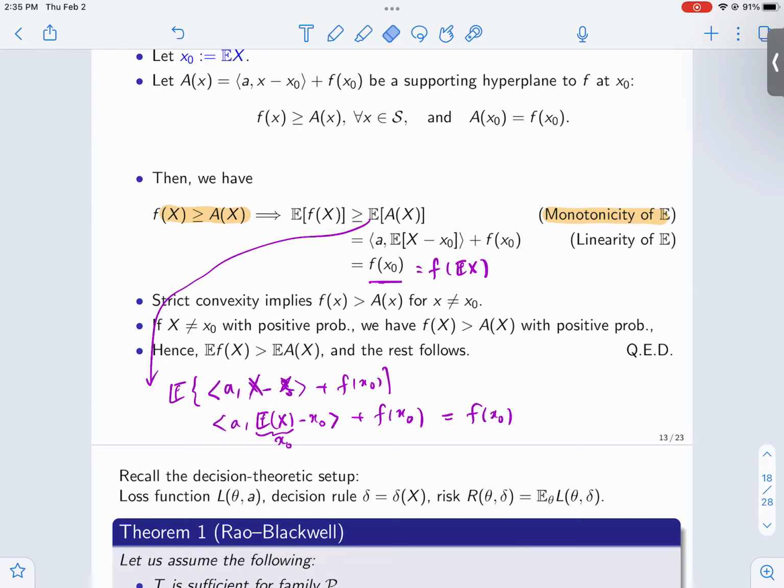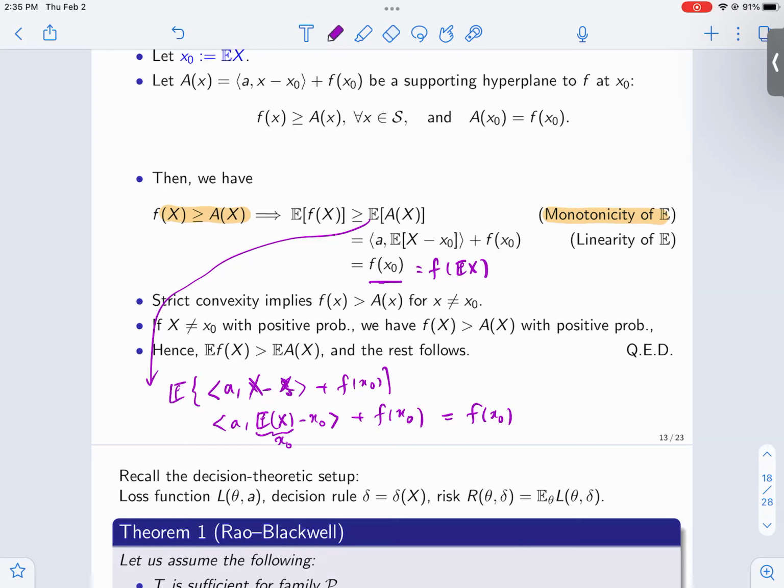Okay, I'm not going to go into that much, but there's a positive probability that the strict inequality holds, and so when you apply expectation, you get a strict inequality. So if this holds, then the inequality is strict. The contrapositive is that if this is equal, then x has to be equal to its expectation with probability 1.